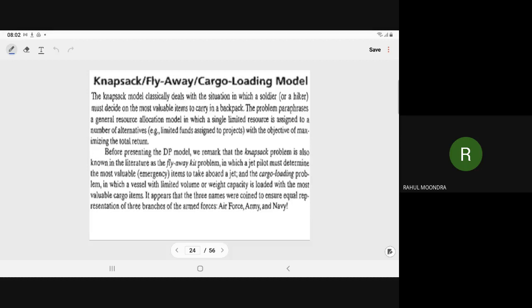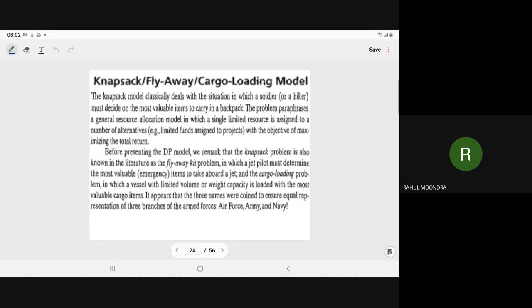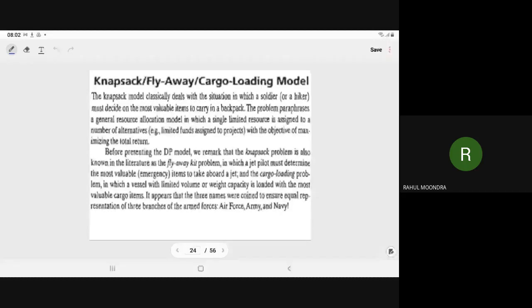Commonly we call it the knapsack problem. Sometimes we call it the flyaway problem or cargo loading problem. So what is the knapsack problem? In the knapsack problem, generally we have to organize a backpack, where a soldier or mountain hiker or general hiker has to decide the quantity of each valuable item to carry in a backpack. Generally, the item which is more useful, he has to keep in more quantity in the backpack. If some item is less useful, then he packs that item in less quantity.